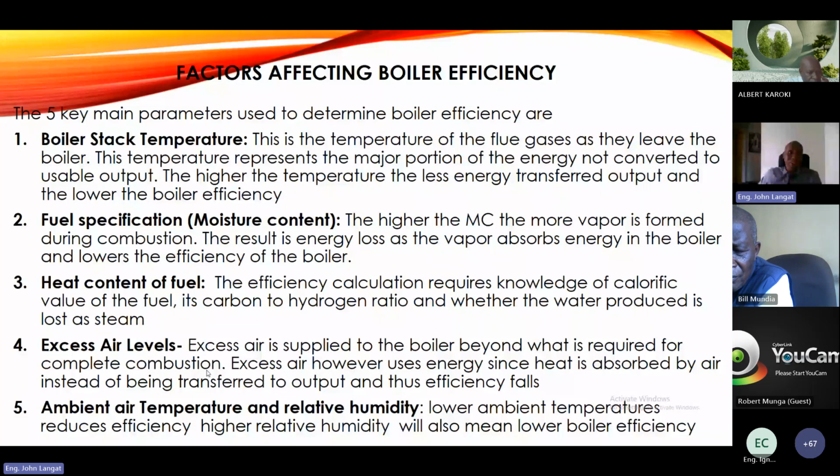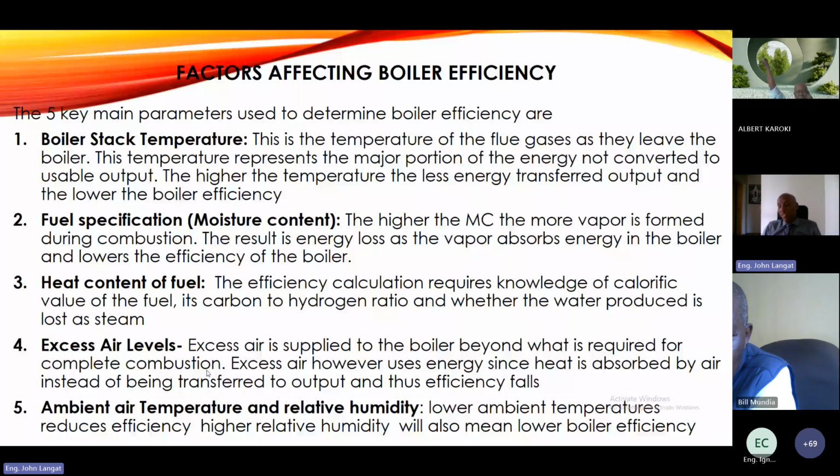So you need to check the ID fan. Is it running at appropriate revolutions? Guarantee that it's creating sufficient draft. Does it have enough pulley belts? Believe you me, if you go to most of these boiler houses, you'll find some fans running with 1 or 2 V belts instead of 5, and the boiler is still running. Fuel specification, and what I'm talking about here is moisture content. Specific for HFO, I can't mention much about it, but for biomass, what is critical here is the moisture content.